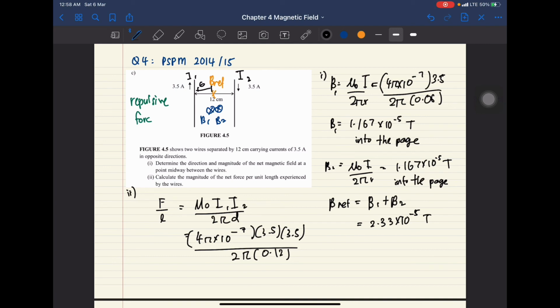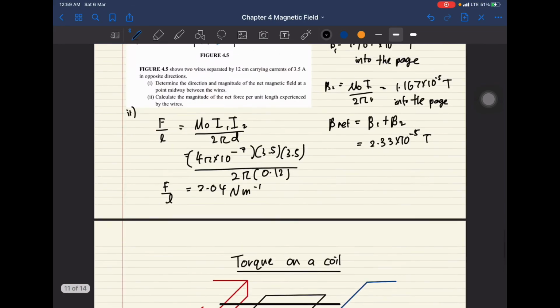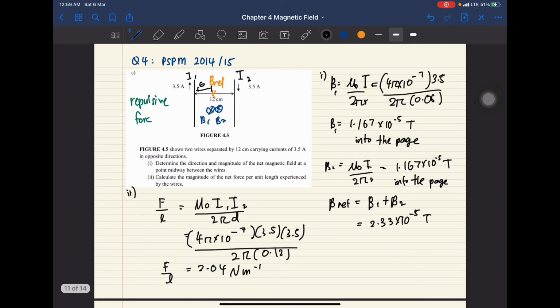Okay, everyone, I want everyone to press your calculator. Make sure you get the same answer. If it's wrong, please correct me. Okay, I got 2.04 Newton per meter. Okay, I think I'm going to stop here for now. Thank you.